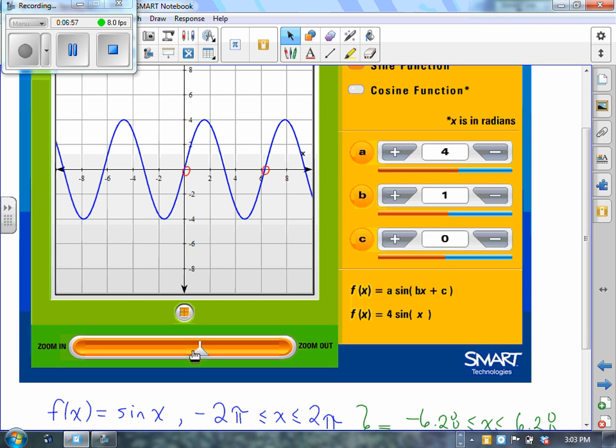So other things that we want to take note of with respect to this function is that the amplitude, if you can take note of that, is denoted by parameter a. In this case, it's equal to 4. So that's what we can see here, is that the distance between the axis of the curve and either the top of the curve or the bottom is going to be 4 units, and that is the amplitude of the function.